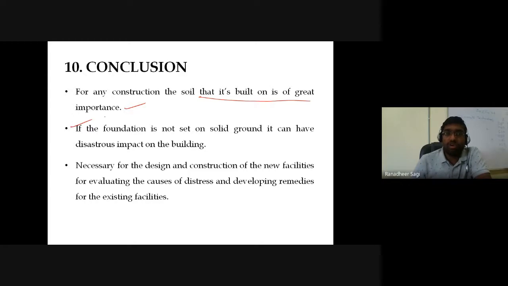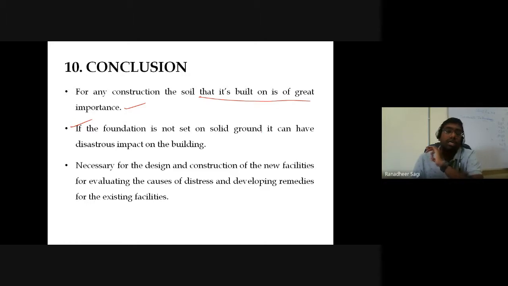If the foundation is not set on solid ground, because any structure you want to construct ultimately has to be constructed on the foundation. Where is that foundation resting? It is resting on the soil. So if the soil is strong, the foundation is going to be strong. If the foundation is strong, the structure is strong. If the soil on which the foundation is constructed is not properly strong, we say the foundation is failing. If the foundation is failing, the structure is going to fail.